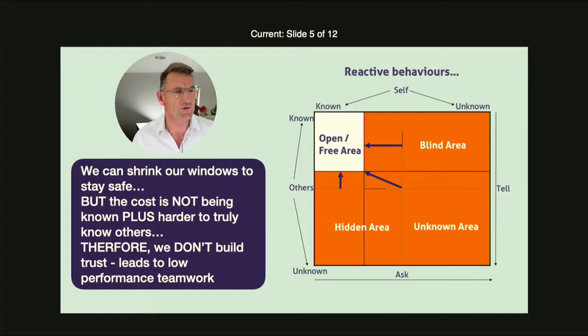But one of the choices that we make is that if we do end up shrinking our windows, as this note says here, yes, it certainly keeps us safe, but it comes at a cost, folks. It's harder to get to know others if we're closing our own communication. We've got a small communication window, we can't get to know others, and they can't get to know us, and therefore we don't build rapport, we don't build trust. And essentially, the bottom line is, the smaller our window, the less high performance we can get. It just leads to low performance, basically.